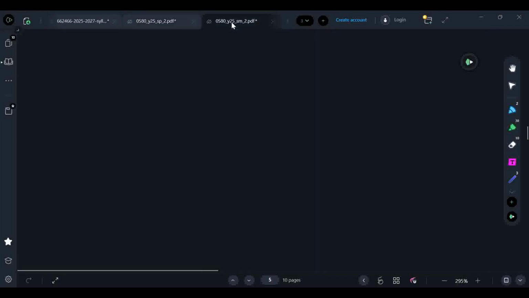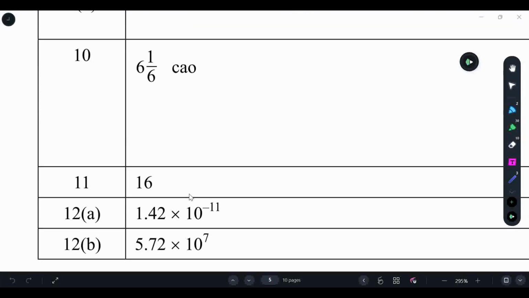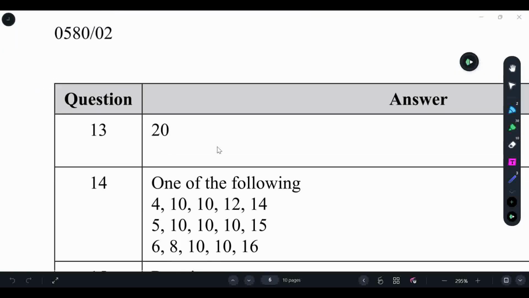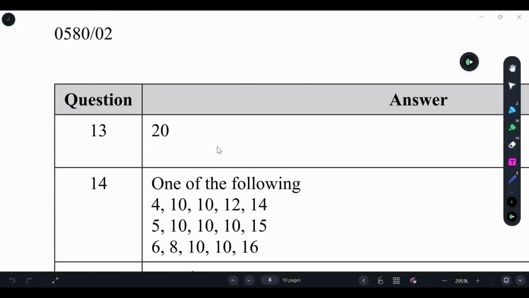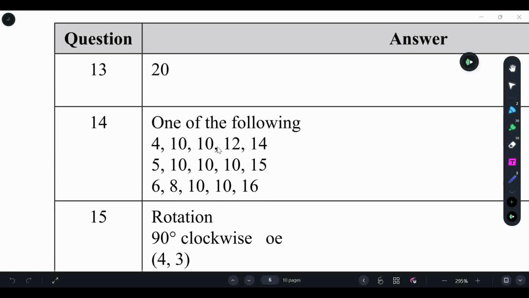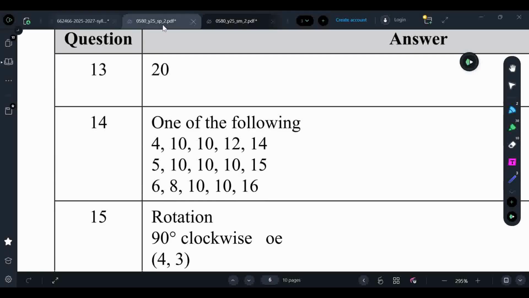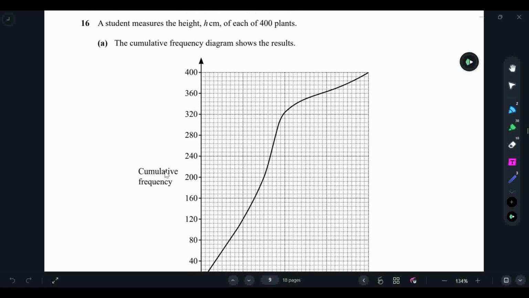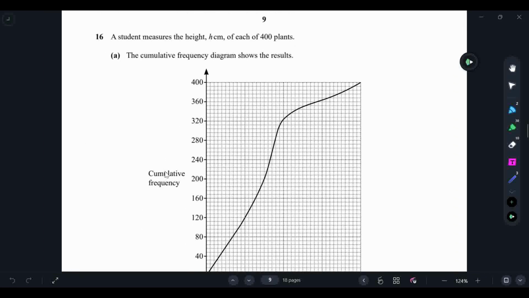The previous one also, you can see the answer for 12: it's 1.42 multiplied by 10 raised to power minus 11, and 5.72 multiplied by 10 raised to power 7. And you can see the answers for 13 and 14, and then the answer for 15. Let's move to question number 16. In question number 16, the cumulative frequency diagram shows the results.